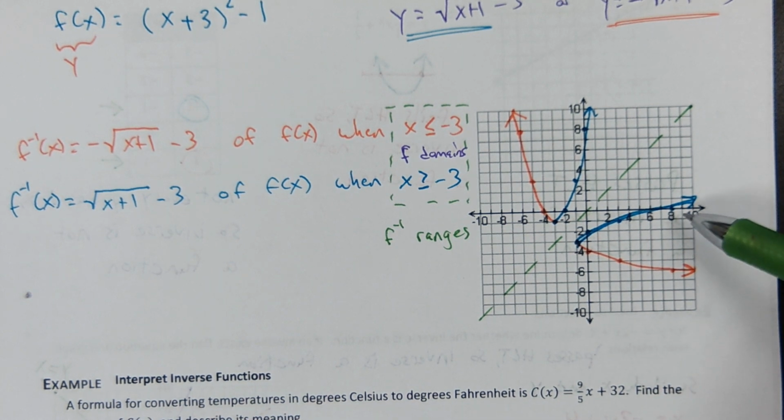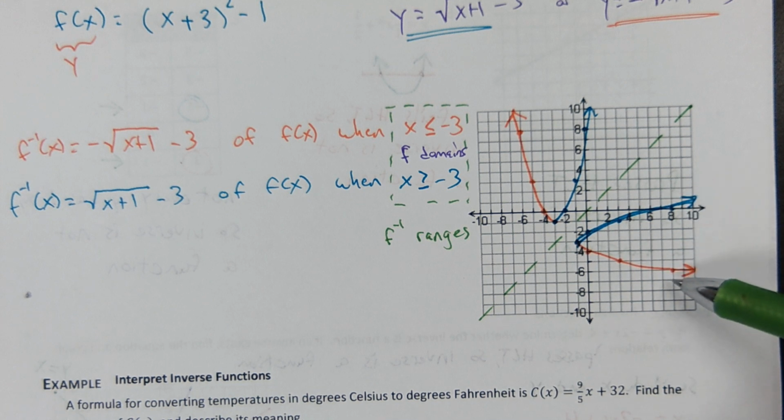The range of this blue graph is y is greater than or equal to -3. The range of this orange graph is y is less than or equal to -3. So why did that happen? Because we switched x and y. All the x's, the domain, became y's, the range. All the y's, the ranges, became x's, domain. So switching x and y switches the domain and the range as well. It's just a neat idea. It's a good concept.